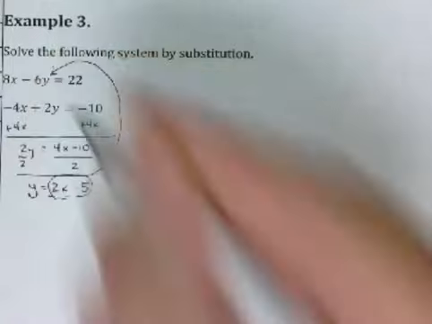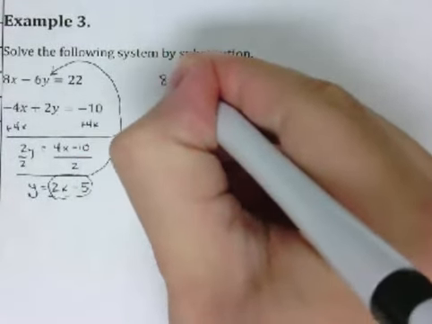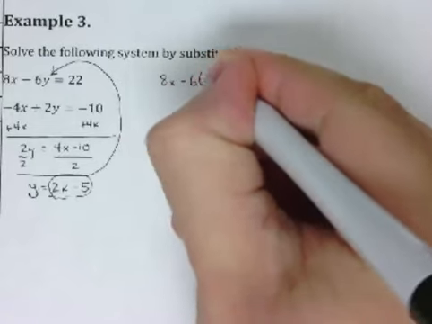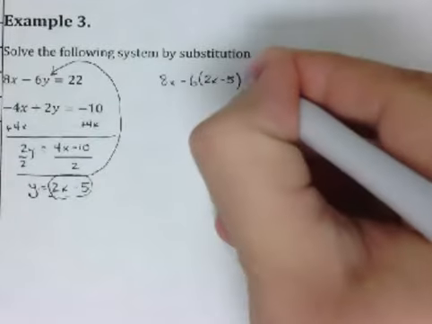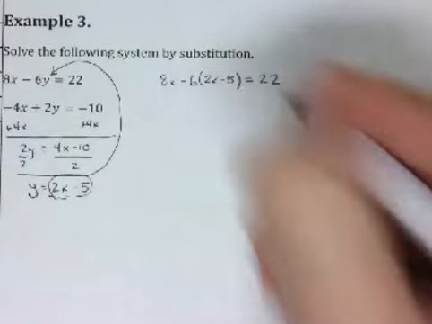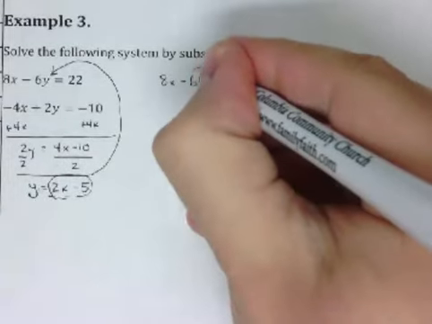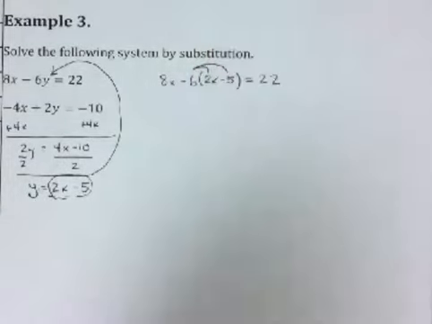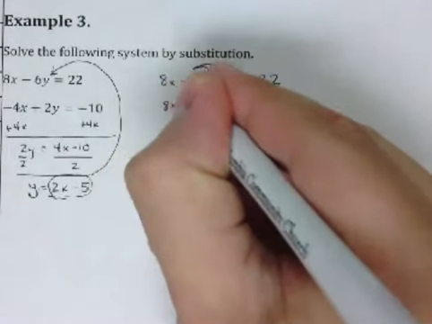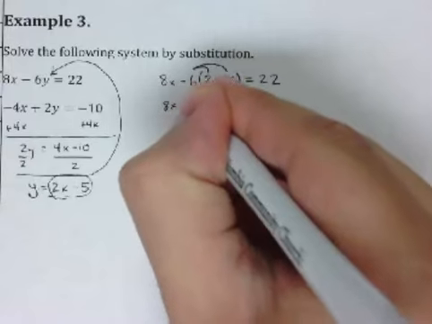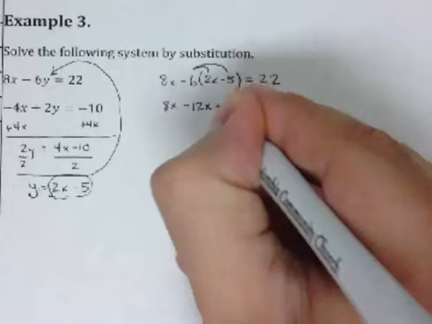We've got 8x minus 6 times 2x minus 5. And that is equal to 22. Now it's solving for the value of x, so we're going to first distribute our 6 into both the parentheses here. We're going to be left with 8x. Negative 6 times 2x is a negative 12x. Negative 6 times negative 5 is a positive 30. All that's going to equal 22.